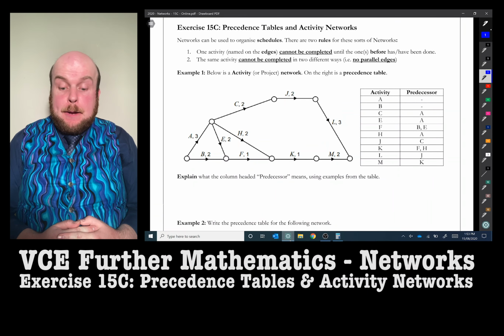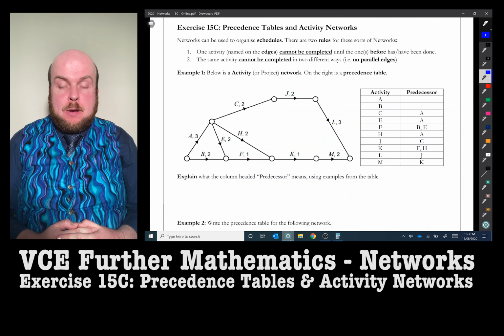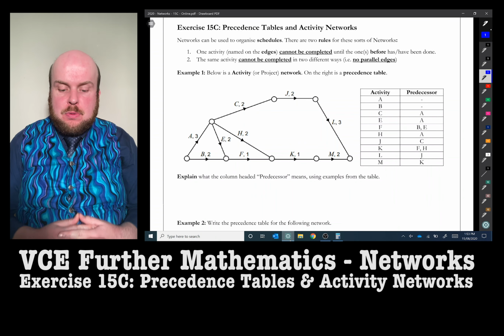Exercise 15C, Precedence Tables and Activity Networks. A network can be used to organize a schedule. There are two rules for activity or project networks in order for it to be used as a schedule.